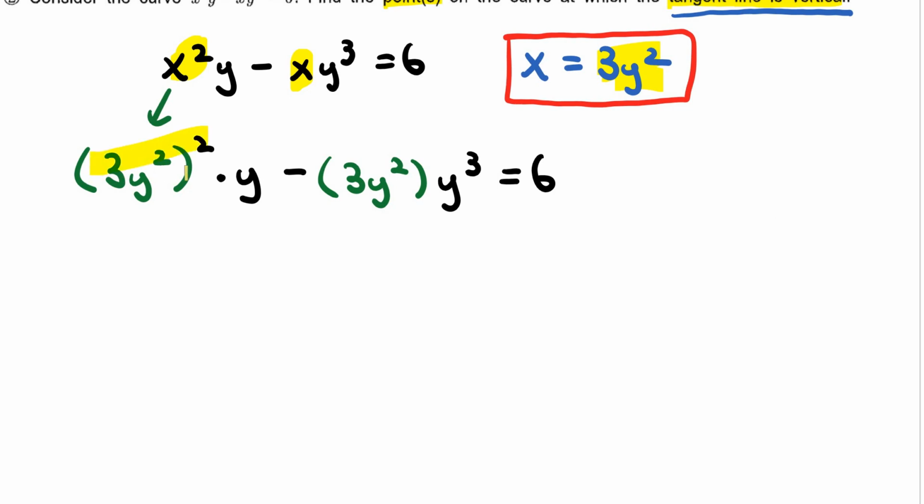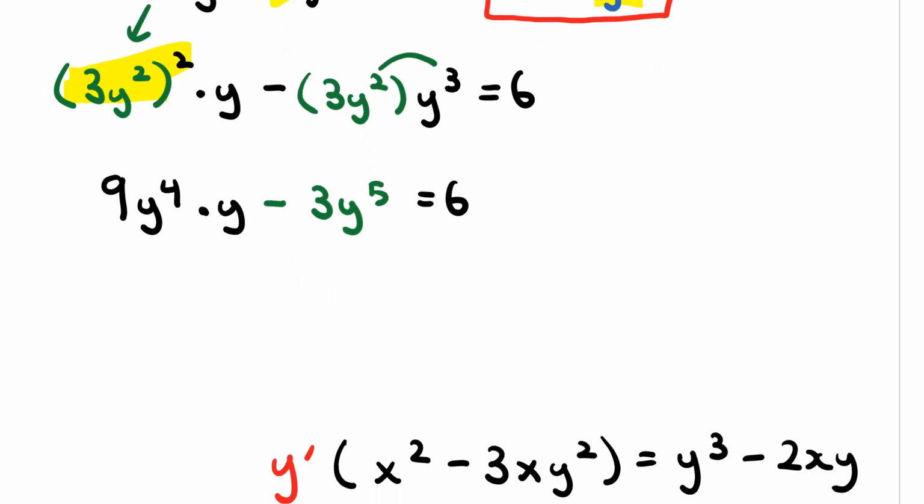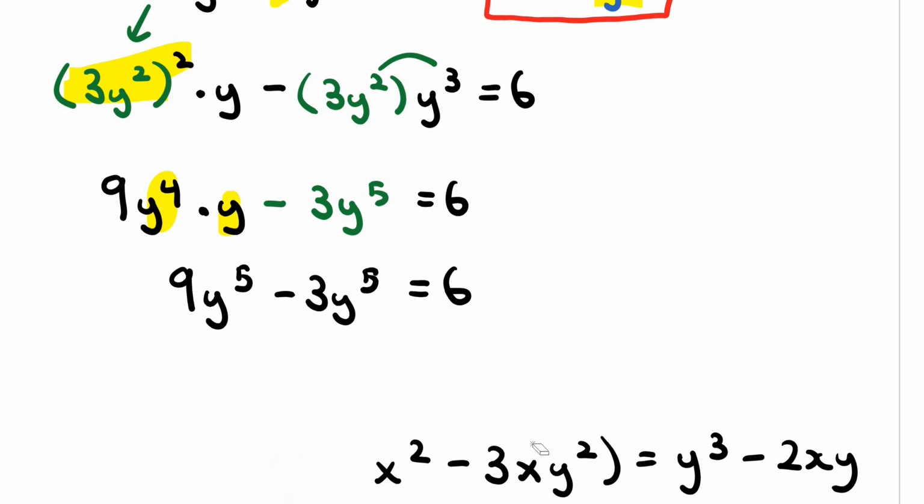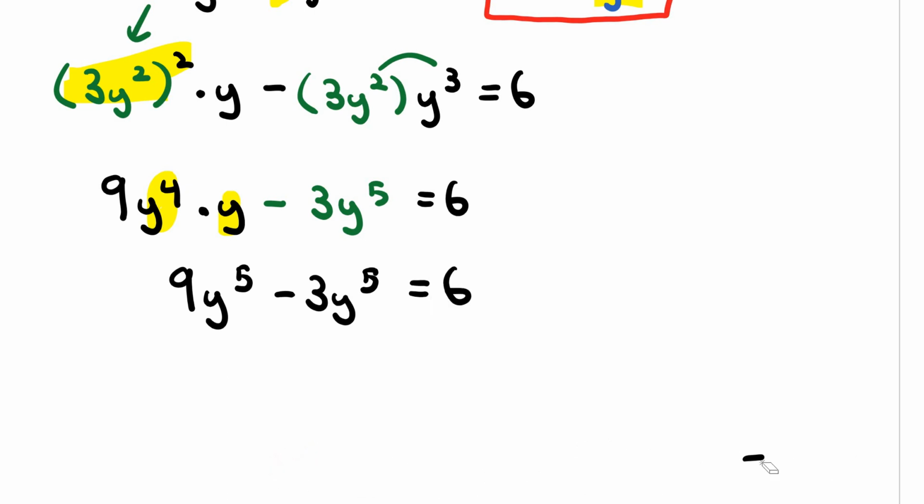Okay, if I multiply this out, we have 9y to the power of 4 times y minus 3y to the 5, right? 2 plus 3 is 5, right? And then equals 6. And then if we multiply y to the power 4 with y, we get 9y to the 5 minus 3y to the 5 equals 6. Alright, so we're almost done here. So 9 minus 3 is going to be 6y to the 5 equals 6.